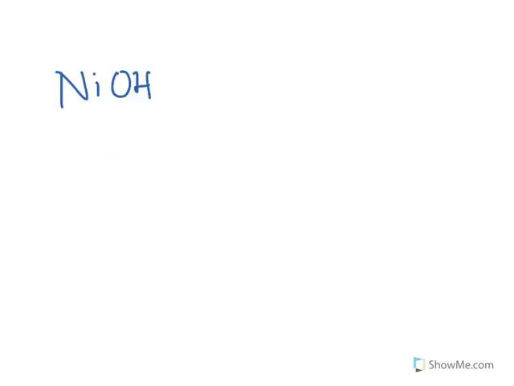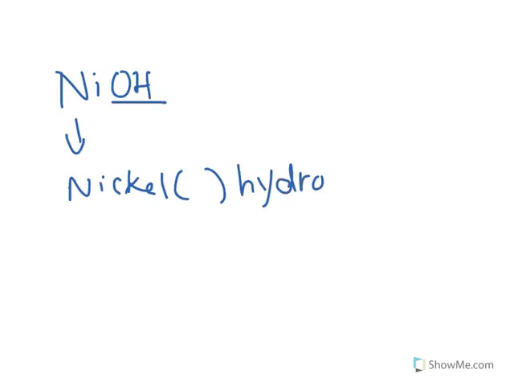Let's look at another example. NiOH. Well, here we write the name of the metal first, nickel. If we look at nickel on the reference table, nickel is a transition element, has more than one oxidation state, so I'm going to need to use parentheses here. OH comes from table E, it's hydroxide.